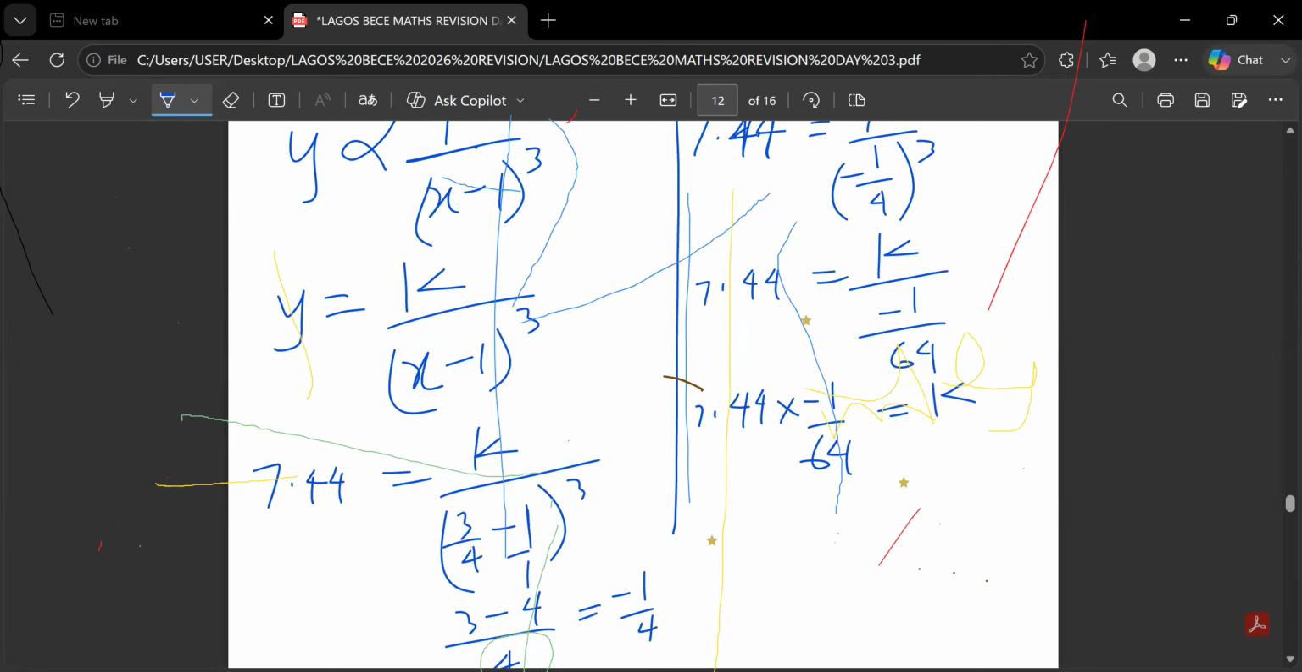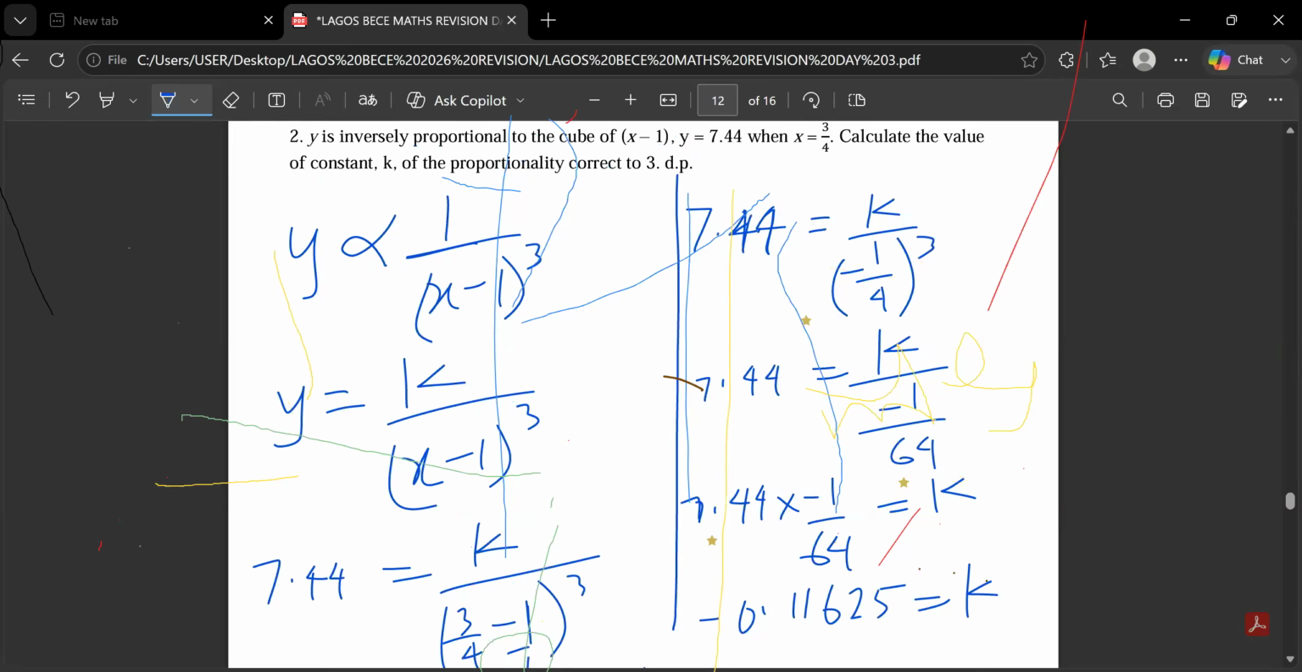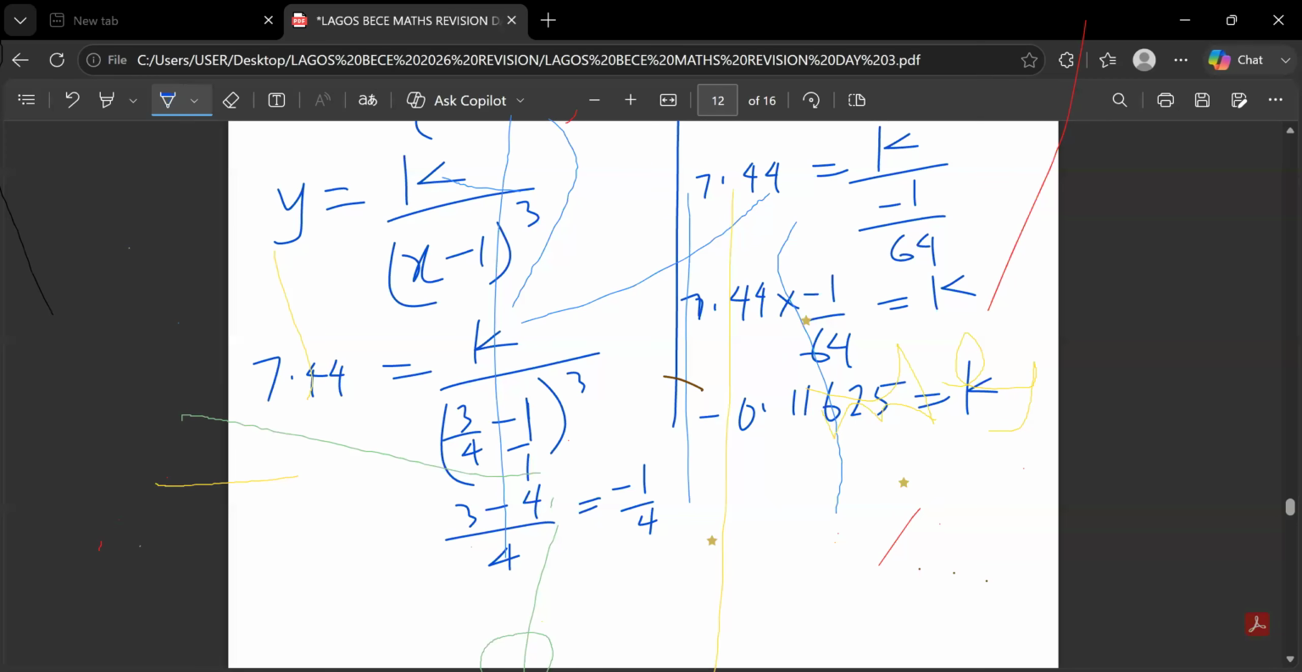So let's do that. You can use a calculator to do that. 7.44 divided by 64 is minus 0.11625. That's the value of k. To 3 decimal places, k equals minus 0.116. That's the answer to that one.